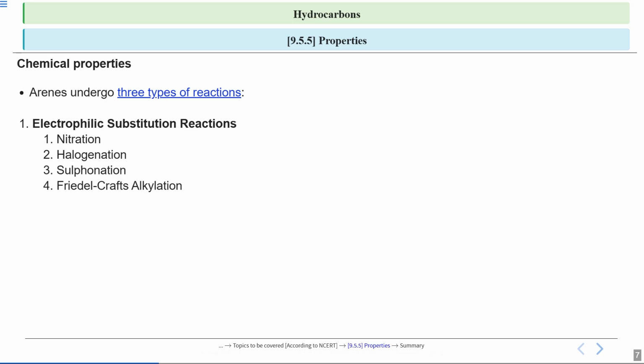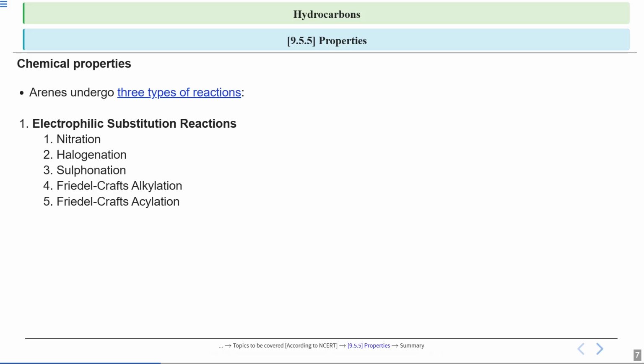Friedel-Crafts alkylation. So, this is a process in which you add an alkyl group like a methyl or ethyl to the benzene ring. This reaction uses an alkyl halide and a catalyst such as aluminium chloride. It is widely used to make chemicals for plastics and fuels.